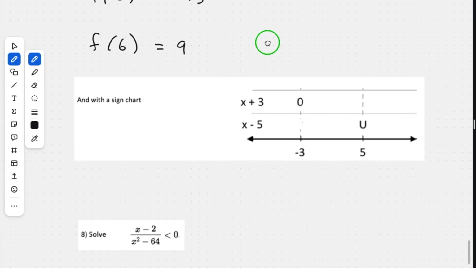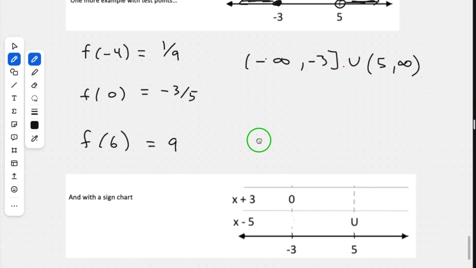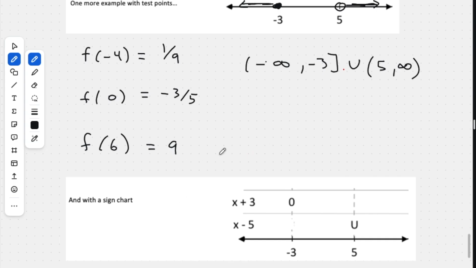And then same question, but with a sign chart. Let me write that down just above this so I can see it when I'm working on it.